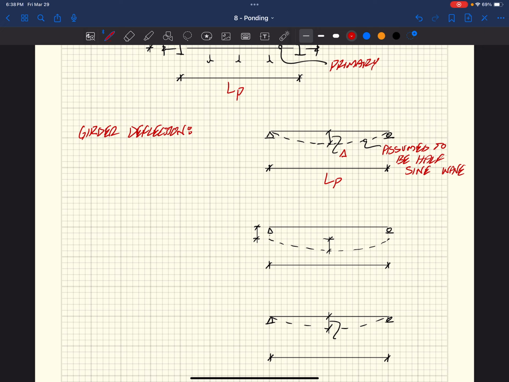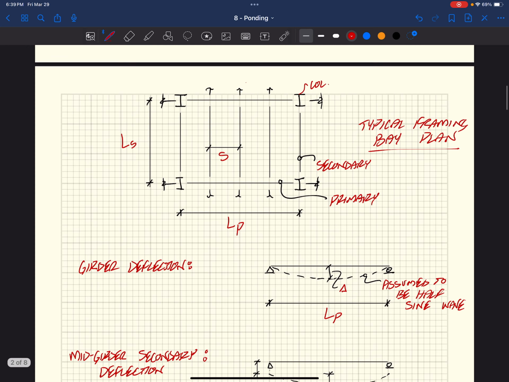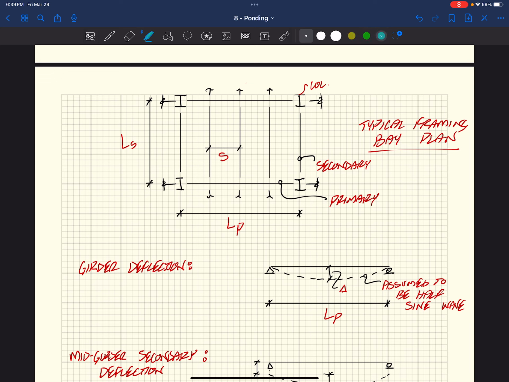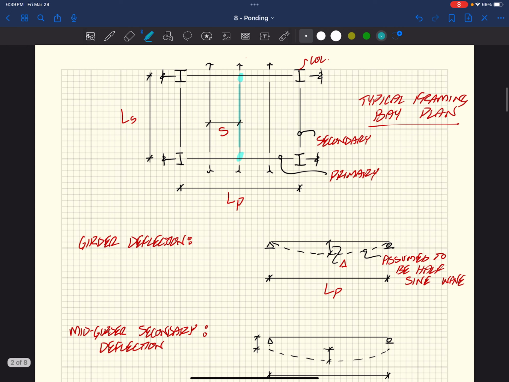Then if we look at, scroll down here, the mid girder secondary deflection. All right, so now we're going to look at the mid girder. We're essentially looking at that right here, right? Those are the ends of our beam. All right, we just looked at the girder, so that's this guy here.